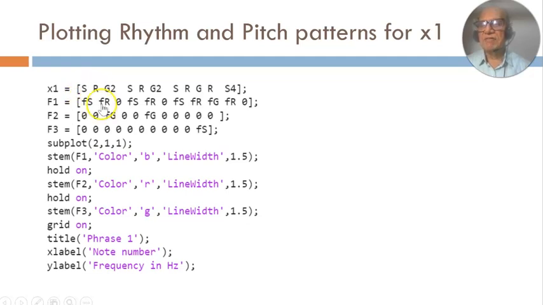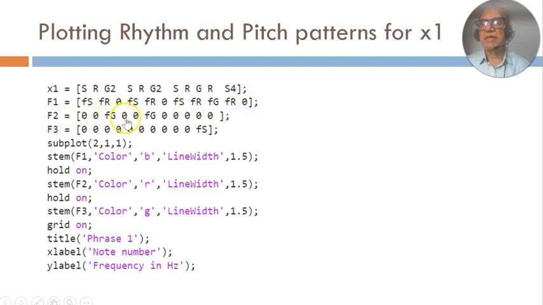R has the frequency Fr, so we write Fr here. But now this note is of 2 matra duration, so we write 0 here, because F1 contains only those frequencies whose notes have 1 matra only. So again S F S, R F R, for G2 we write 0, S R G R all are 1 matra, so we write Fs, Fr, Fg, Fr, and this is 4 matra, so we write 0 here.